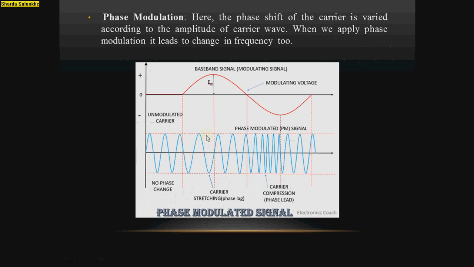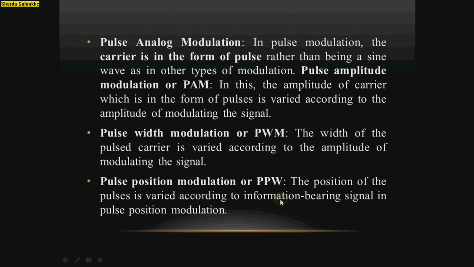Next one is phase modulation. These are the types of angle modulation, that is amplitude, frequency and phase. Here the phase shift of the carrier is varied according to the amplitude of the message signal. When we apply phase modulation, it leads to a change in frequency too. So here the phase changes from negative to positive, and from positive, so here again the phase changes. That is phase modulation.